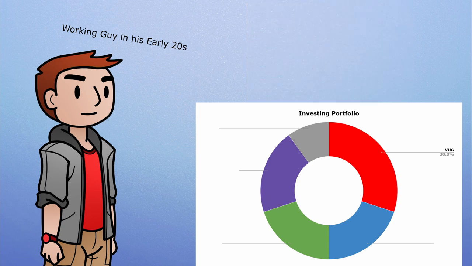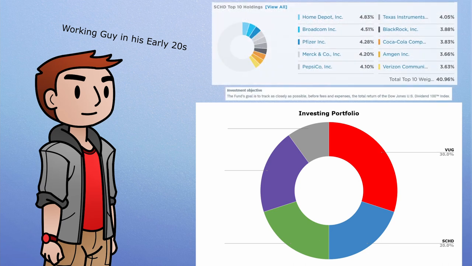His second position would be SCHD, a channel favorite, at 20%. SCHD holds the top 100 best dividend-paying companies in the US based on how financially healthy they are. Large companies that pay dividends are often more stable in the long run against growth stocks. However, Steve could lose some of that growth potential because those companies in SCHD don't focus on growing quickly. Instead, they opt to return a sizable chunk of their profits back to their shareholders.